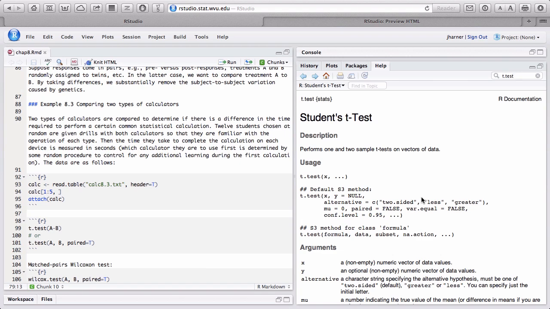Also, notice that by default, if you do a two-sample test, which this isn't, it assumes that the variances are not equal. But I'll come to that point in just a moment when we talk about the two-sample test.